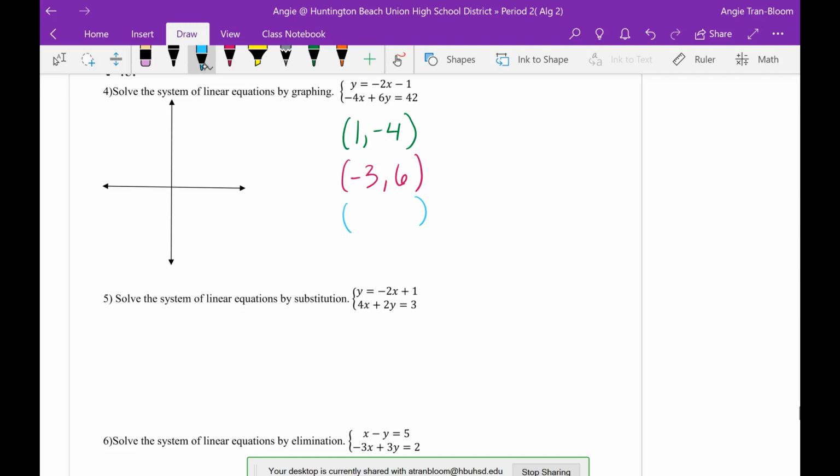Now, if you're on 5 and 6 and you're done, can you again compare answers with your partners? Did you finish number 5? Number 4. Remember, the bad thing about solving by graphing is you have to eyeball it, so sometimes it's not the best way to go.